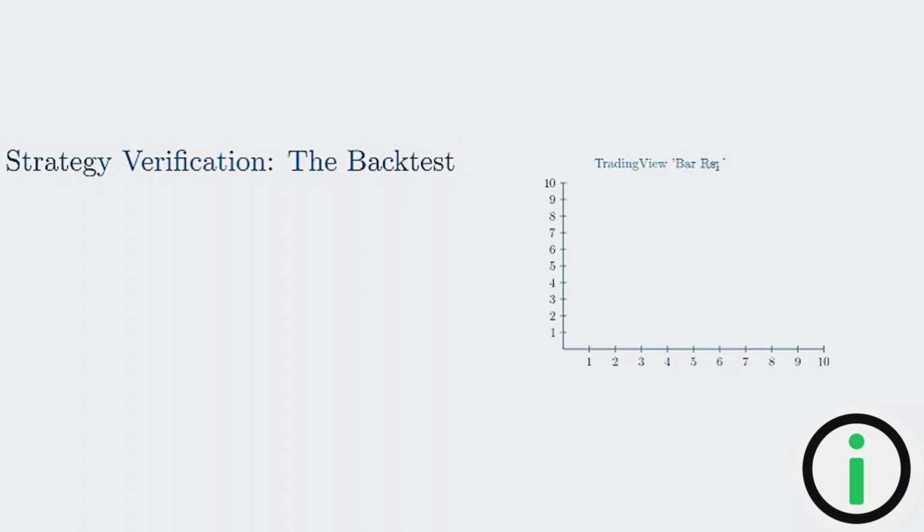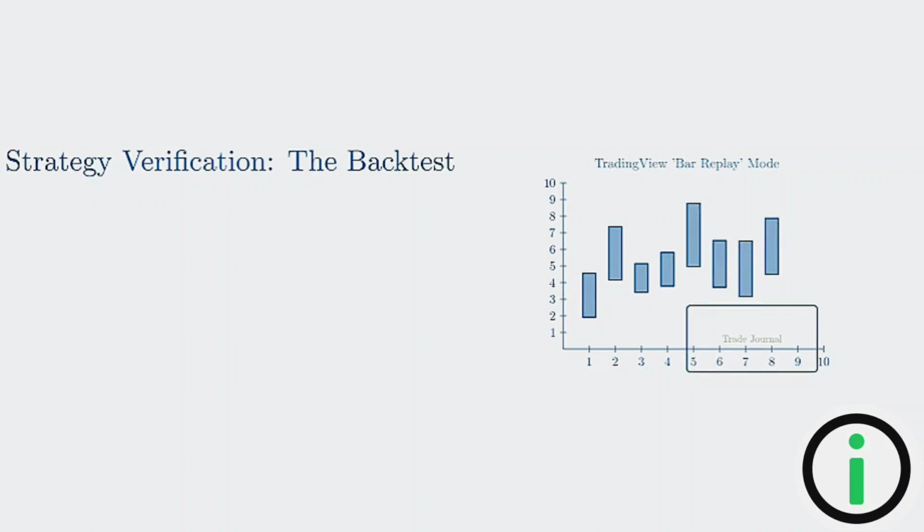Now that your rules are set, you must prove they work. You don't do this with real money. You do it with a backtest. Using a tool like TradingView's bar replay, you should go back in time and move the chart forward one candle at a time. Every time your entry rules are met, you record the trade in a spreadsheet as if you were trading it live.